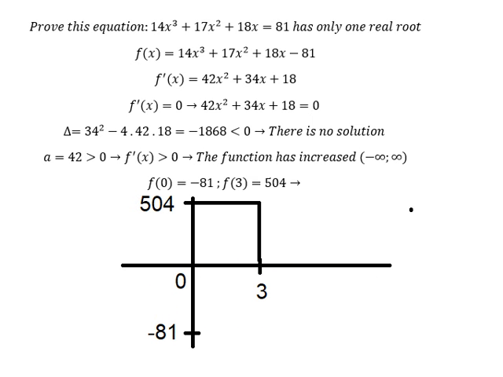So we know that the function has increased, so let's just go up. Because the function has increased, it is never going down. That's why we have one real root between 0 and number 3. And just only one root because the function has increased up to infinity.